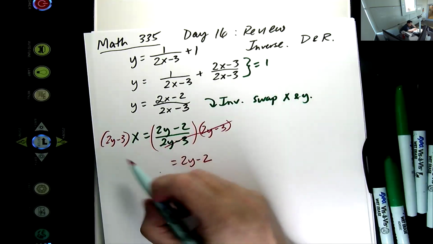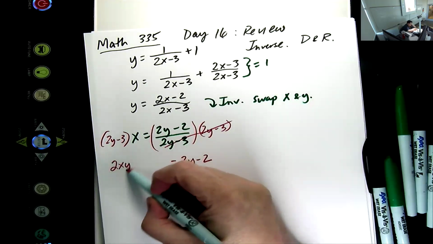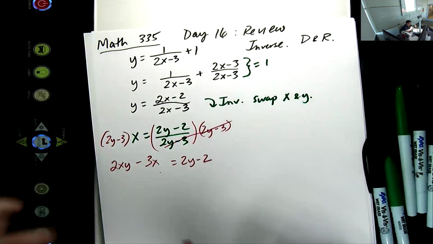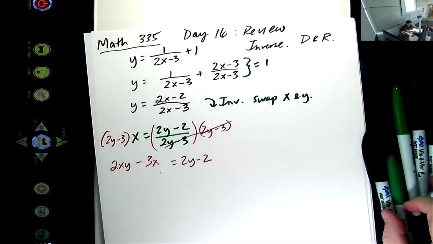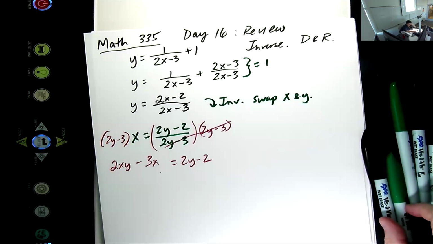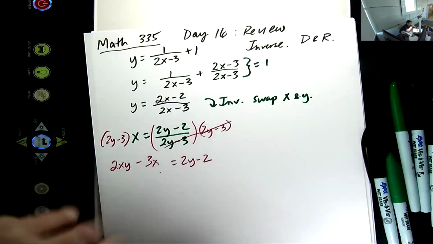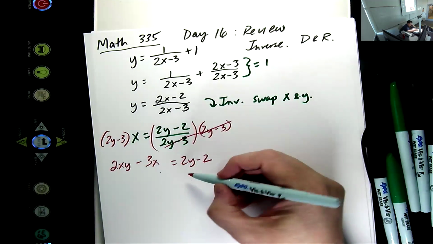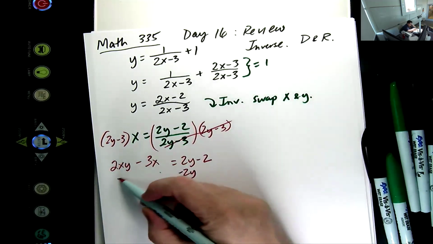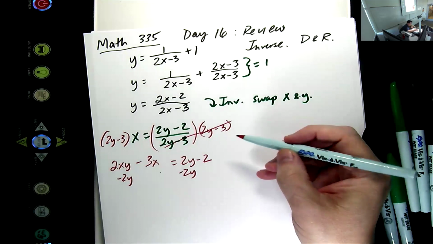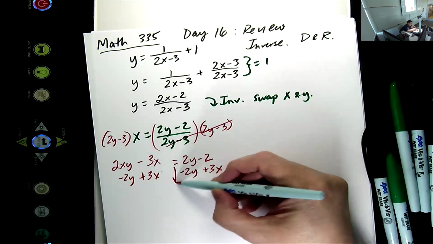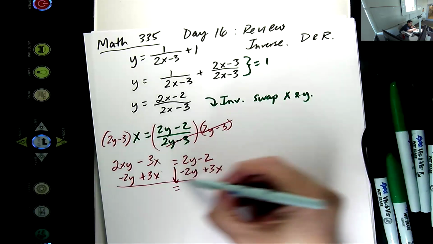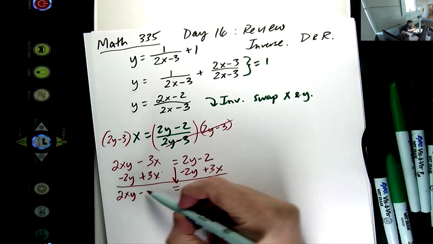On the left, I'm going to distribute that x, and I'm going to put the terms in alphabetical order. And now we want to collect all the y's on the same side. So I'm going to subtract 2y from both sides, and add 3x to both sides. This will move everything without a y to the right, and everything with a y to the left.